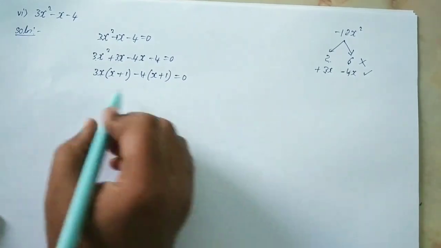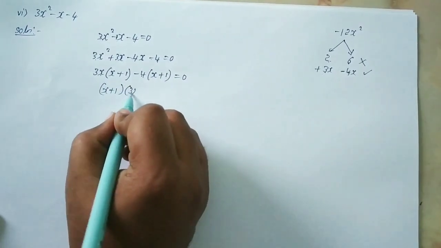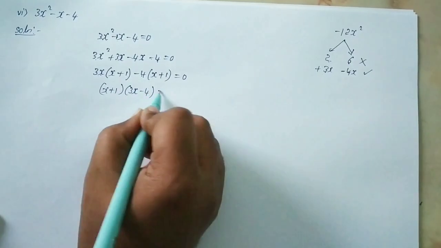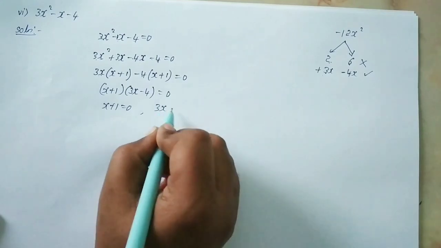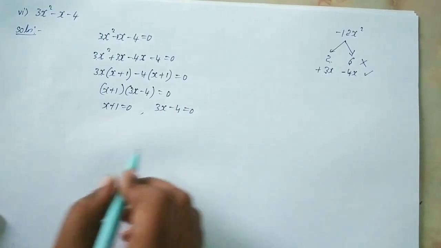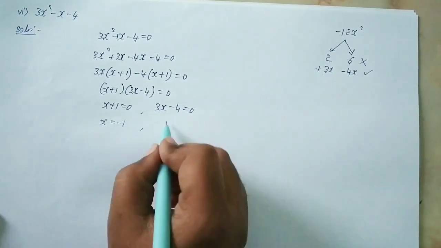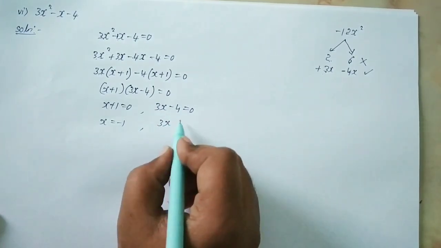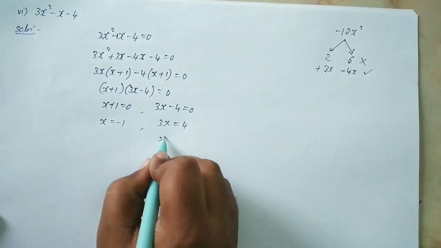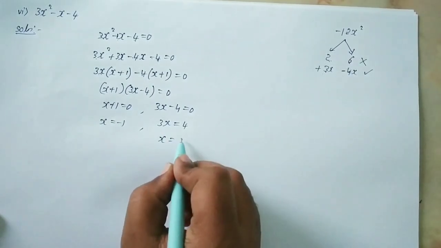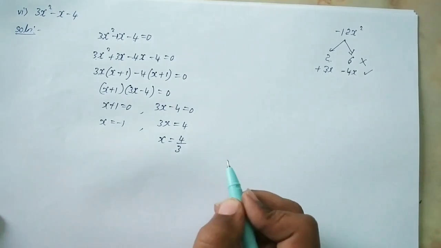So common in the entire equation is x plus 1. What is remaining? 3x minus 4 is equal to 0. So x plus 1 is equal to 0, then one more, 3x minus 4 is equal to 0. If I shift plus 1 to the RHS, it will become minus 1, and here 3x as it is. If I shift minus 4 to the RHS, it will become plus 4. Next I will shift 3 to the RHS, it will go to the denominator. So the value of x is 4 by 3.